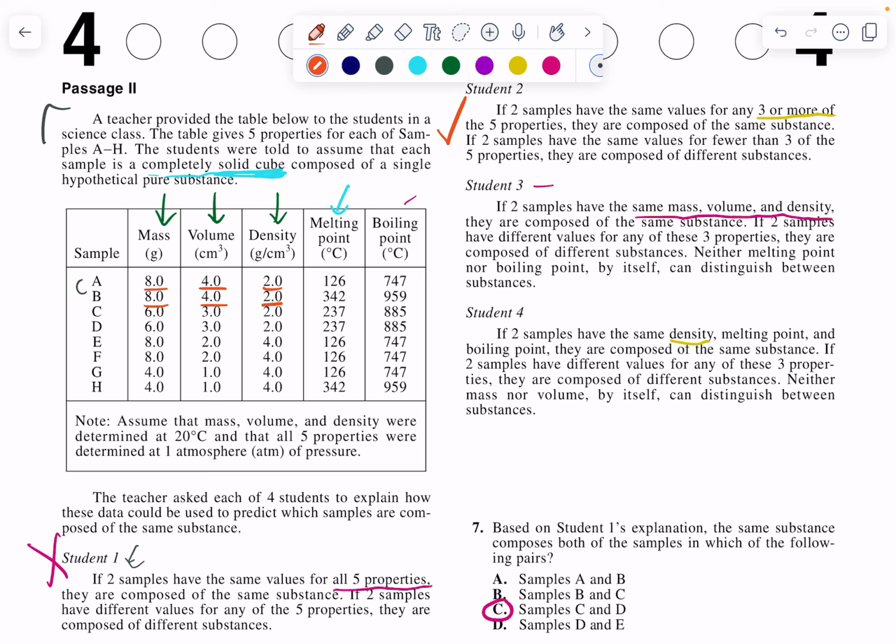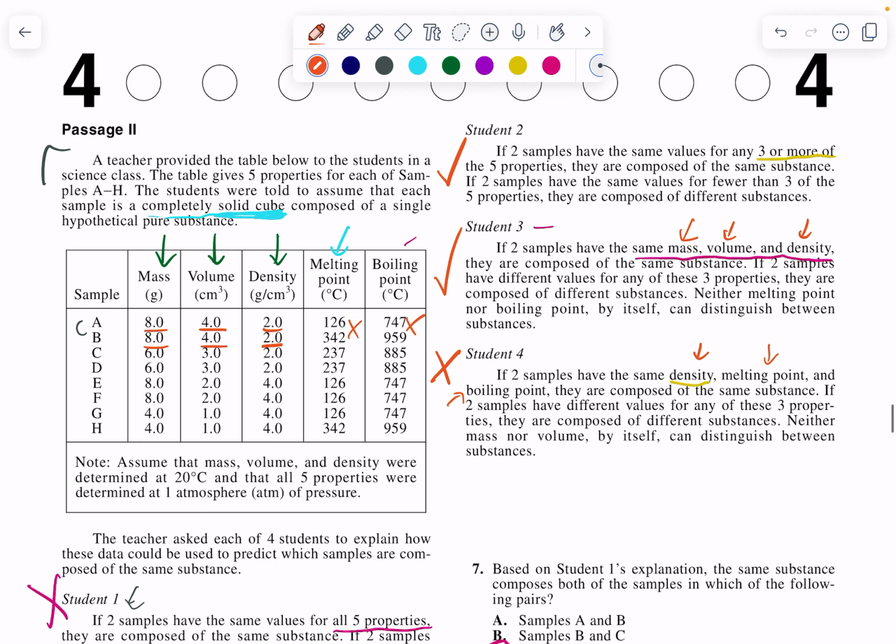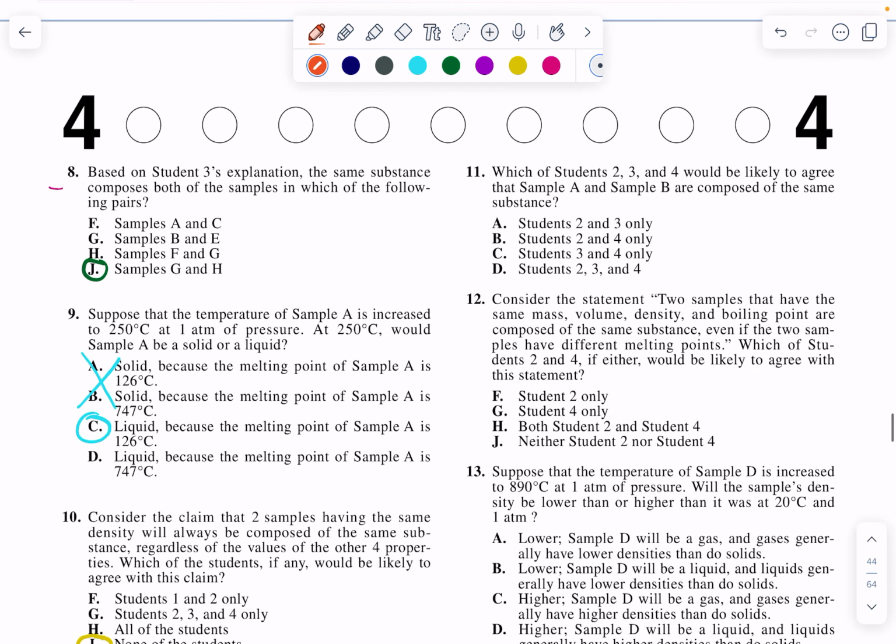That's 3 of the 5 things. Student 3 specifically says mass, volume, and density. So student 3 would also agree. And student 4 says they have to have the same density, melting point, and boiling point to be the same substance. Now, A and B do not have the same melting and boiling point. So the ones that agree are student 2 and student 3. We can come down here. That's going to be option A, student 2 and student 3.